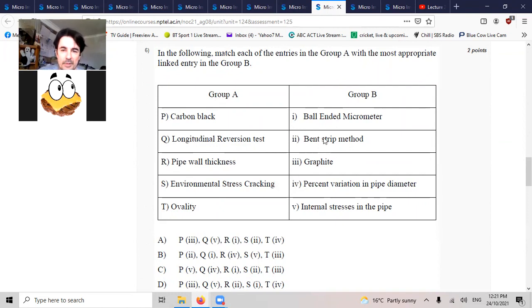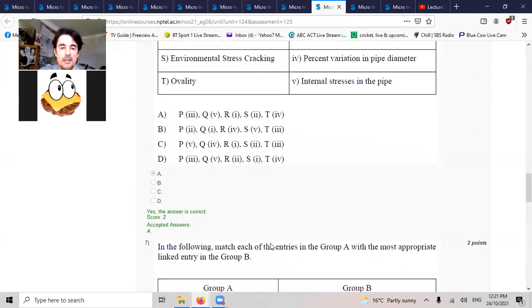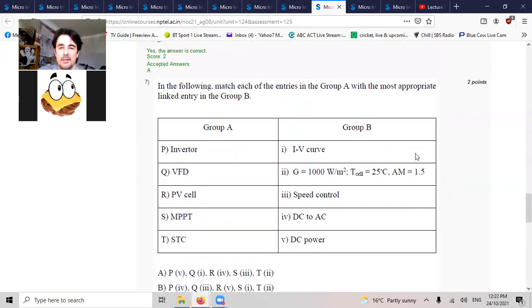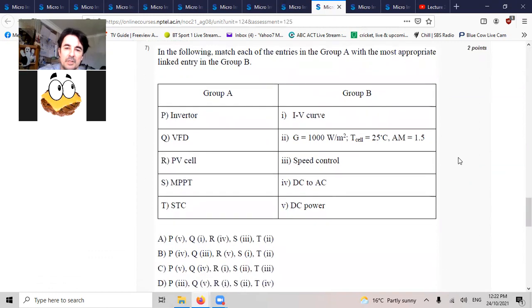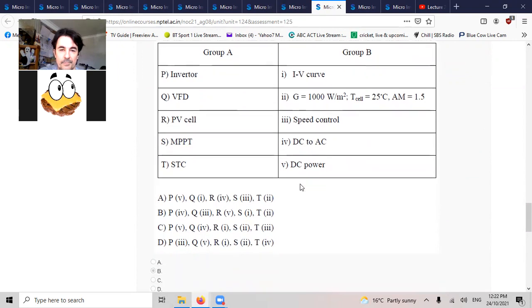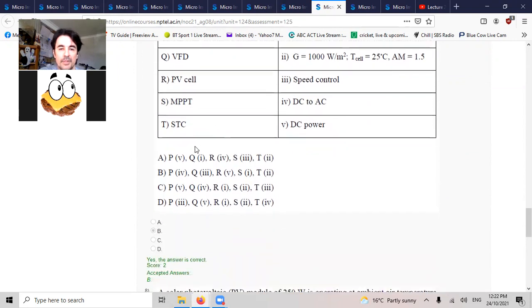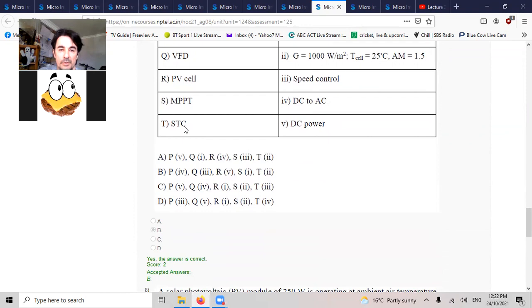So that is the stress crack of the best. The other electrical engineering background is the inverters. The converters from AC to DC, from DC to AC. Maximum power point temperature, standard temperature coefficient, variable frequency drives.